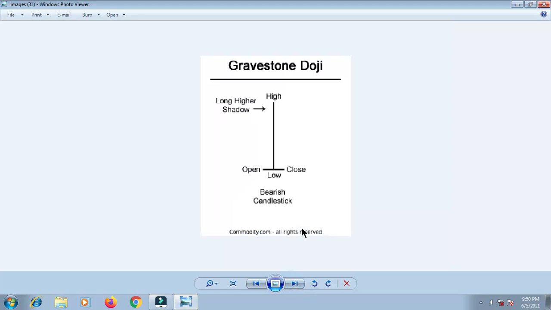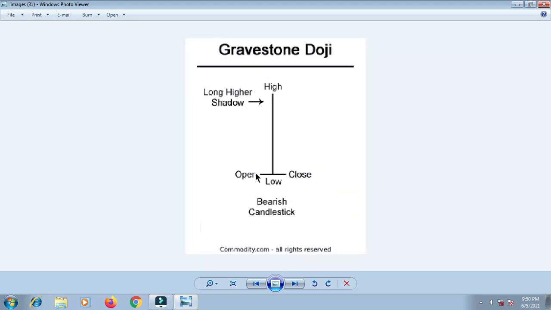Next is the Gravestone doji. It is another type of doji pattern. Here the open, low, and close are almost equal to the same value, and there is a big price rejection. Now what is price rejection actually? Try to see what is happening.